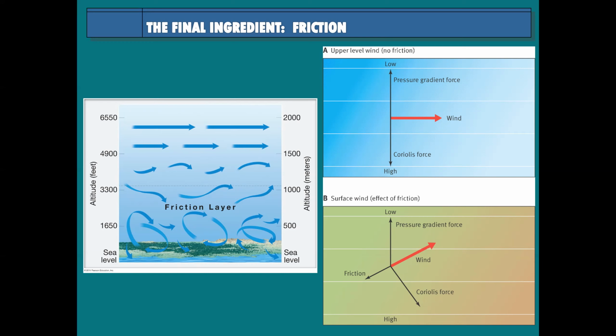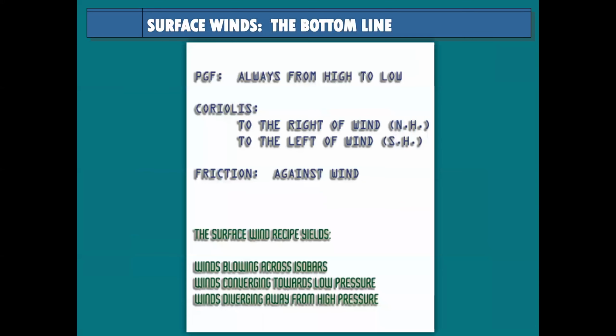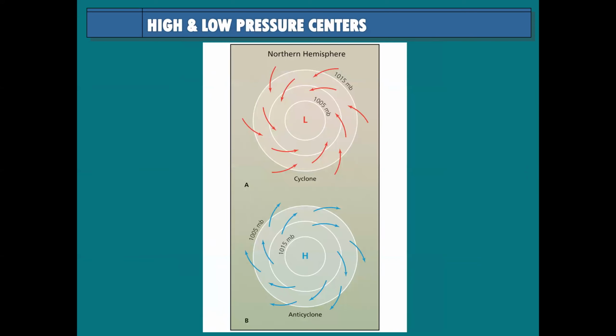Think about the idea of the Windy City, right? Chicago. It's not necessarily because it's windier than any other place. It's because the buildings create that effect, so to speak. So the bottom line here is surface winds are a combination of these three forces: the pressure gradient force, the Coriolis force, and friction. This recipe will yield winds that blow across pressure lines, winds that converge in low pressure and diverge away from high pressure. And this will be the example that you will see in your book.